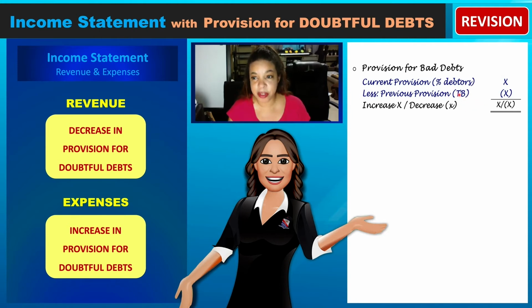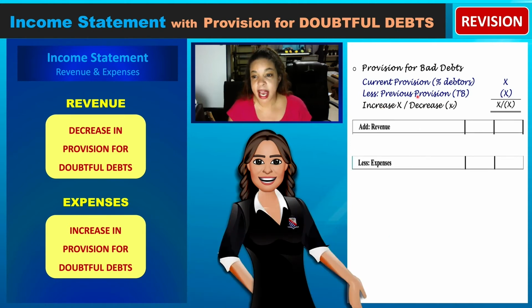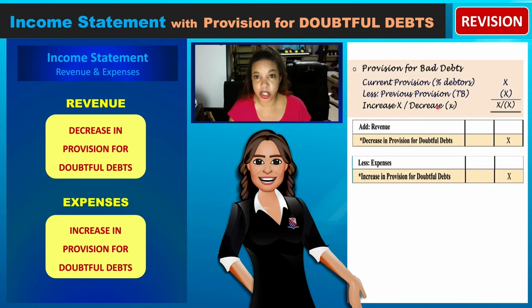And if the one that we calculated is less, that means there was a decrease. And if it was more, that means it was an increase in the provision. So it's either revenue or expense. If it's a decrease, it goes under revenue. And if it is an increase, it goes under expense.